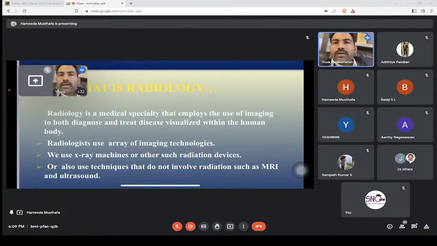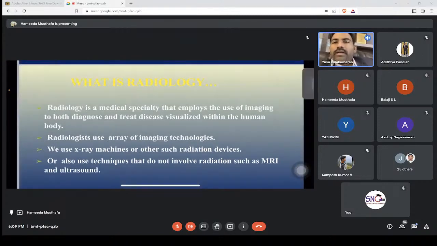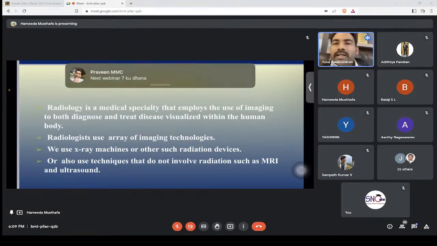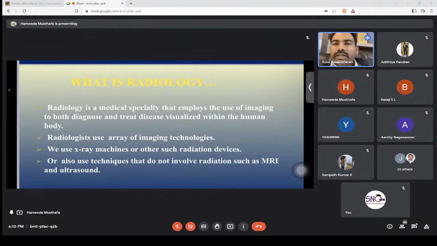Okay. So what is radiology? Radiology is a medical specialty that employs the use of imaging to both diagnose and treat disease visualized within the human body. I have made the presentation in very simple words so that everyone can understand. Radiologists use an array of imaging technologies. We use X-ray machines or such other radiation devices like mammo, fluoro, etc. And also we use techniques that do not involve radiation that is harmful to our body. This is MRI and ultrasound, which don't have harmful radiation.